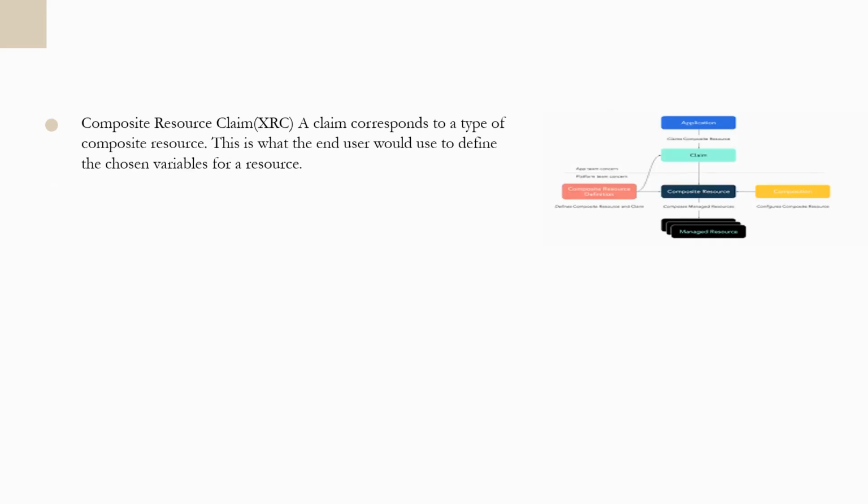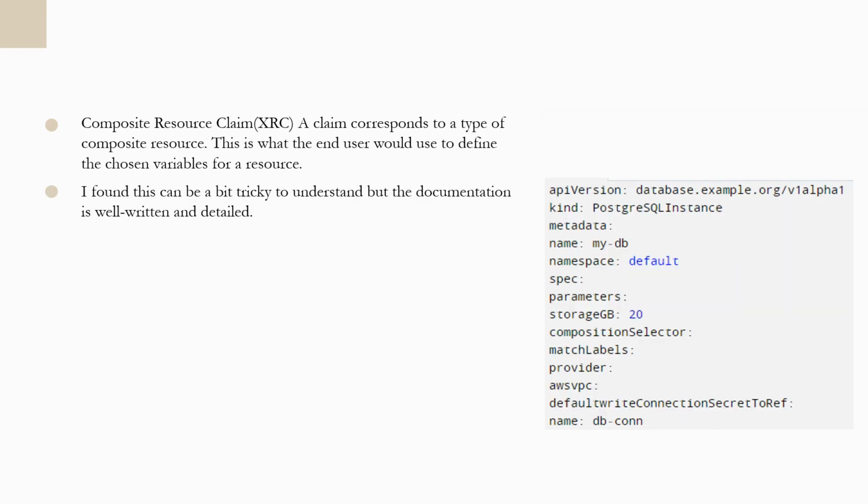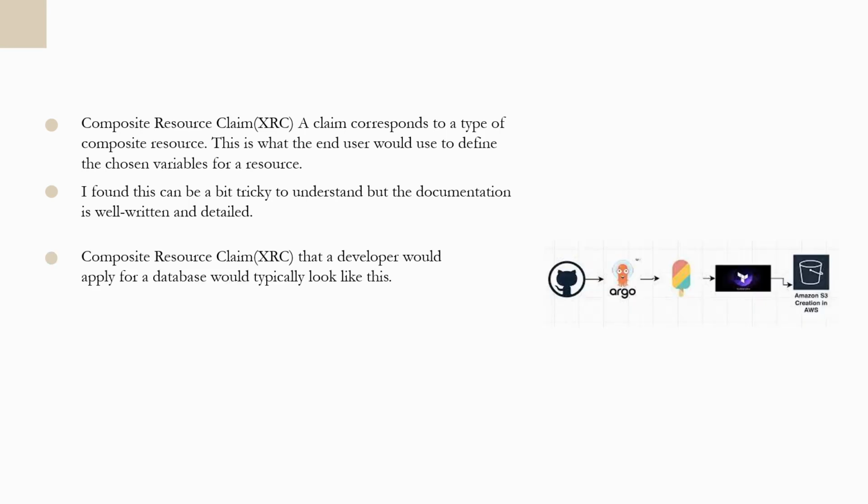Composite resource claim. A claim corresponds to a type of composite resource. This is what the end user would use to define the chosen variables for a resource. I found this can be a bit tricky to understand, but the documentation will help you clarify certain things. So a composite resource claim, XRC, that a developer would apply for a database would typically look like this.